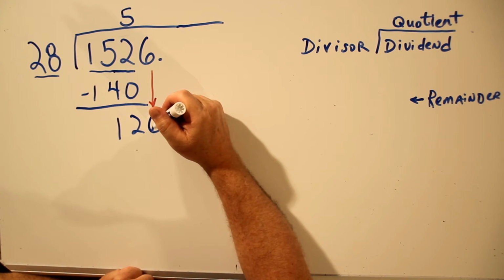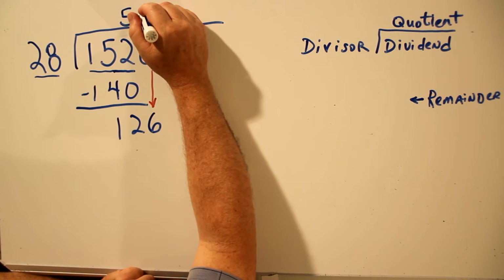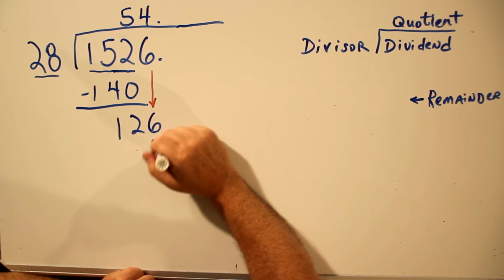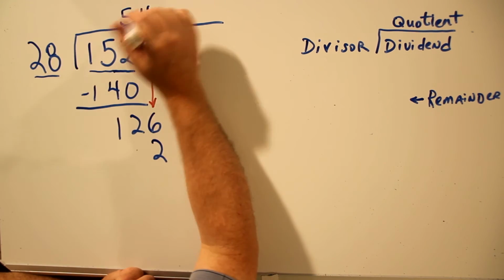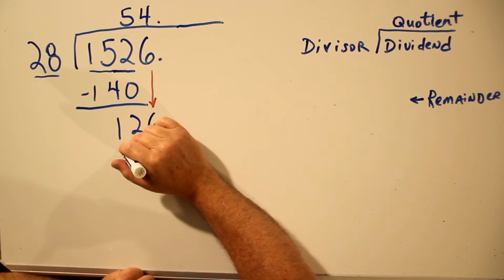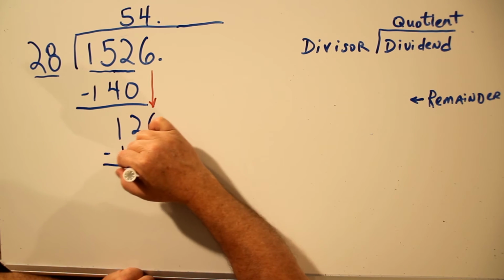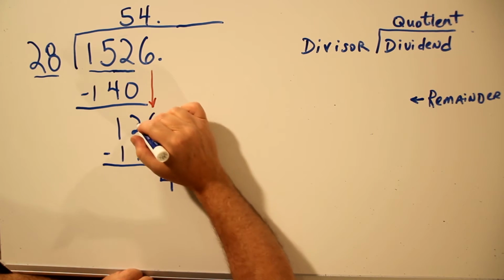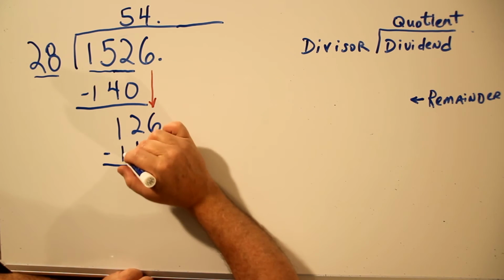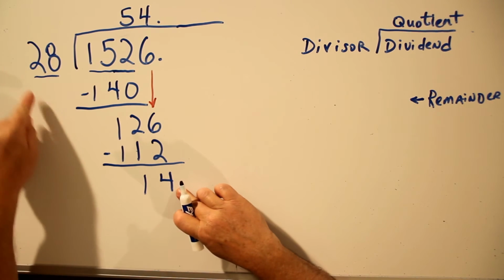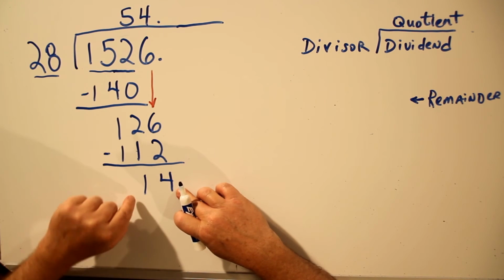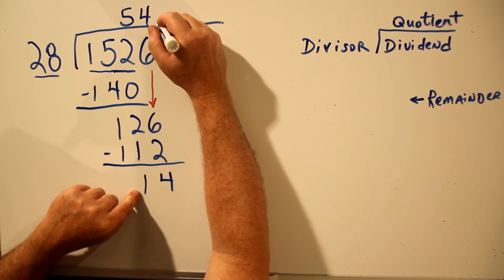28 into 126 goes 4 times. 4 times 8 is 32. Write down the 2. Carry the 3. 4 times 2 is 8, plus 3, 11. Subtract. 6 minus 2 is 4. 2 minus 1 is 1. 1 minus 1 is 0. So now we have a remainder. It's smaller than 28, but it's not 0, and we're at the decimal place.